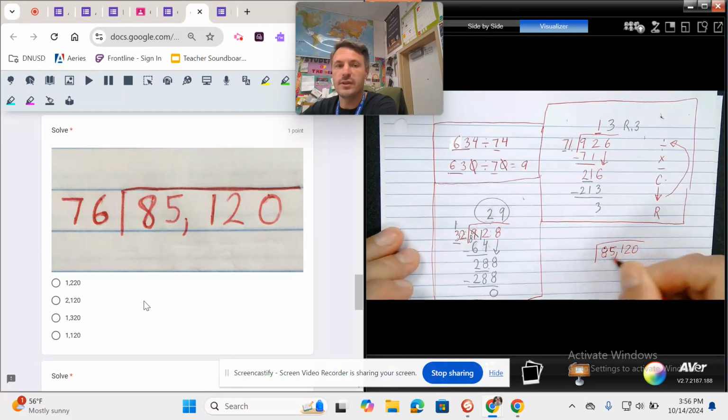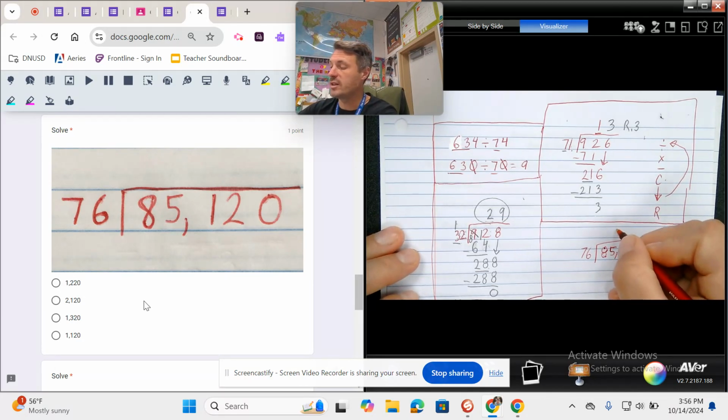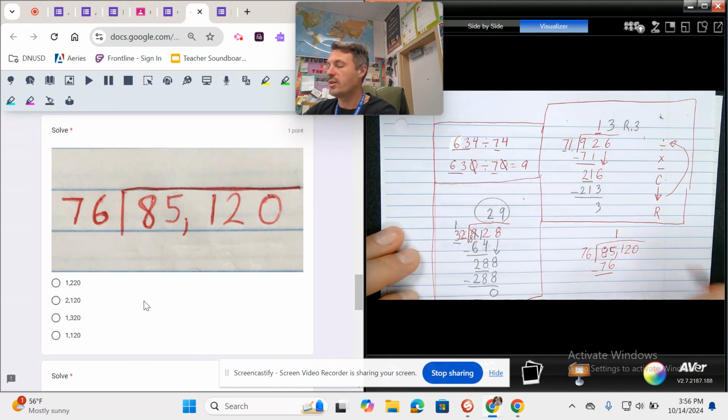85,120 divided by 76. Okay, can 76 fit into 8? No. Can 76 fit into 85? Yes. And we know double 76 will be more than 85. That means it only fits in one time. Now we multiply. 1 times 6 is 6. 1 times 7 is 7. Now 85 minus 76. We can't take 6 from 5, borrow from the 8, make it a 7, making the 5 a 15. Now it's 15 minus 6, which is 9.